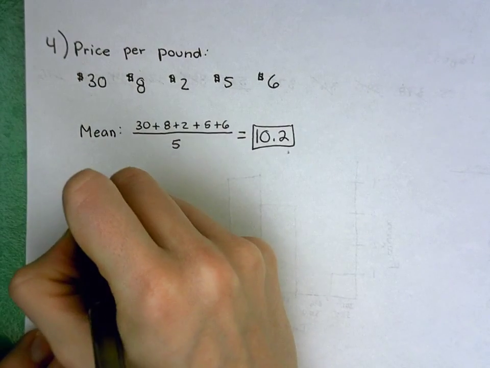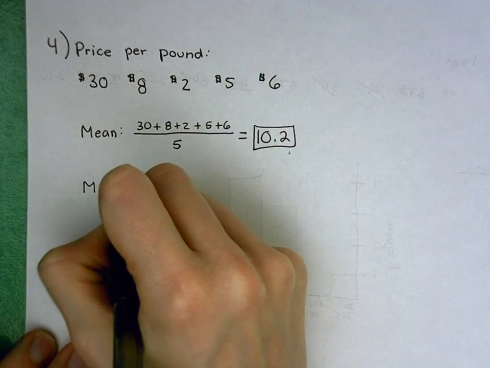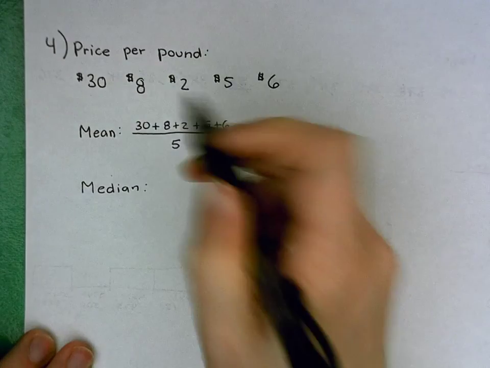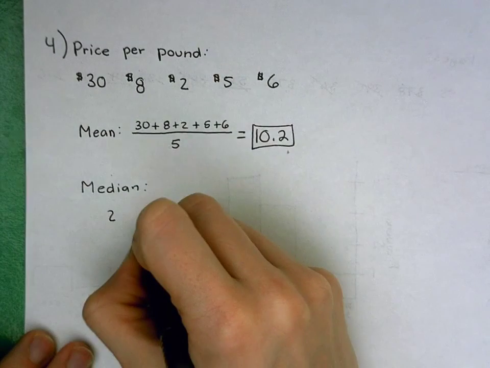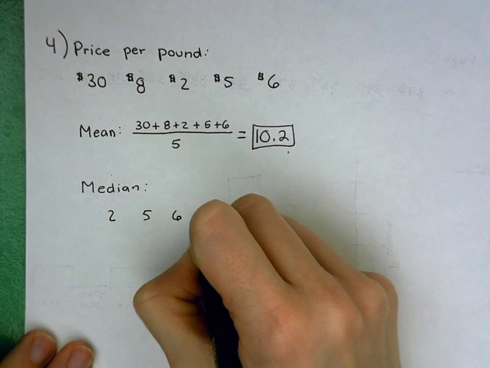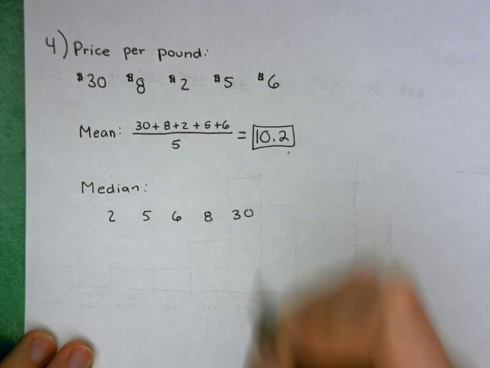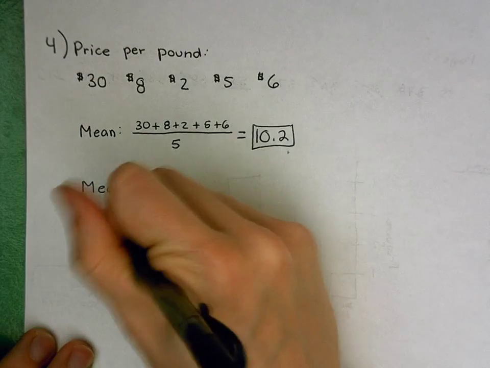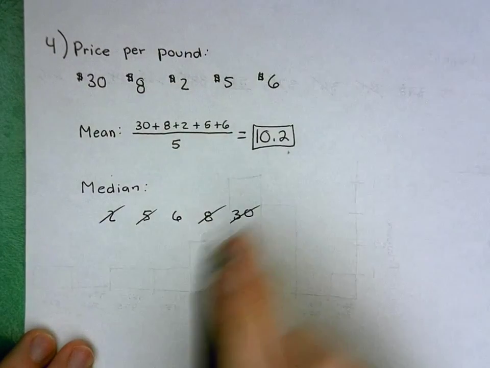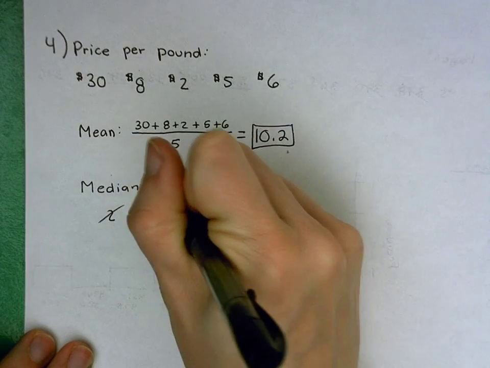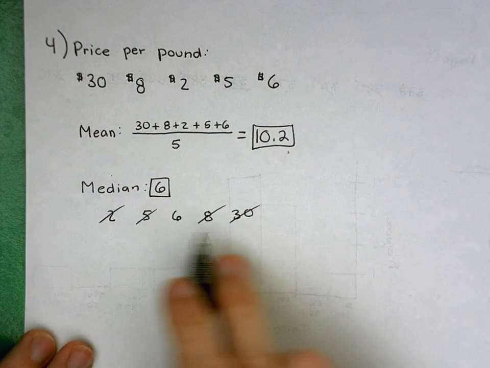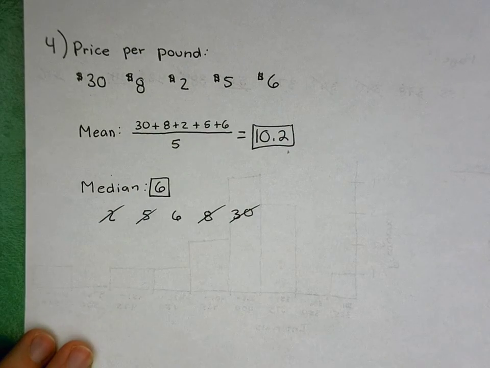Median is the middle number, but again, you can't calculate it unless your numbers are in numerical order. So we're going to go ahead and rewrite these in numerical order. We have 2, 5, 6, 8, 30. And so the median then is what's in the middle. 6 is in the middle. Again, if there had been 2 numbers, you would have added them together and divided by 2.